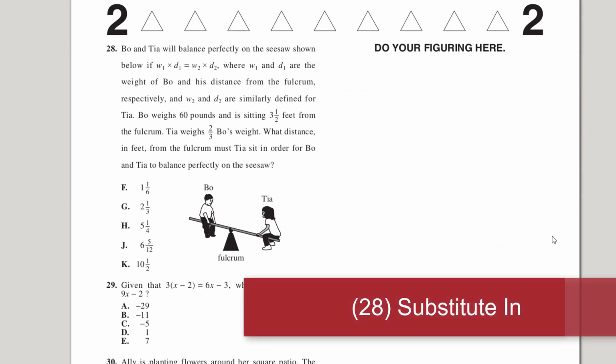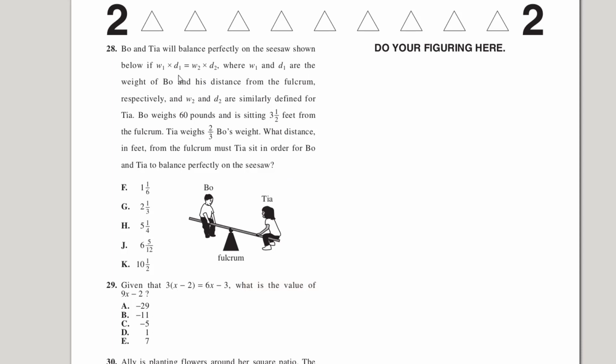Question 28 says, Bo and Tia will balance perfectly on the seesaw shown below if W1 times D1 equals W2 times D2, where we're given that W1 and D1 are the weight of Bo and his distance from the fulcrum, respectively. And this is our fulcrum here. We're given it's labeled. And W2 and D2 are similarly defined for Tia. Bo weighs 60 pounds and is sitting 3.5 feet from the fulcrum. Tia weighs 2/3 of Bo's weight.